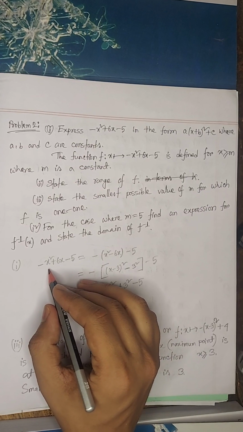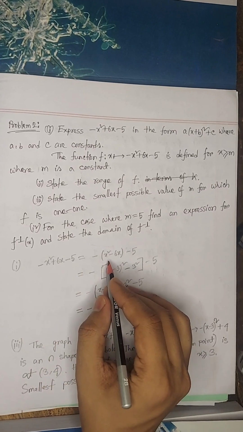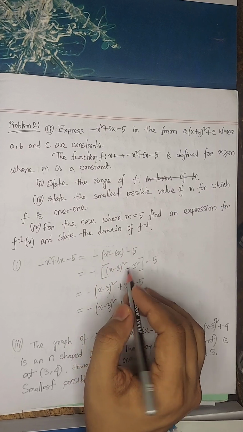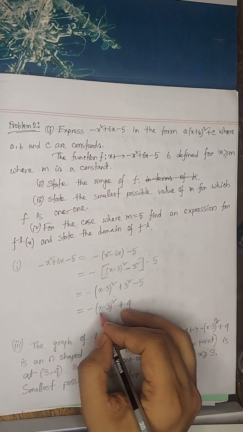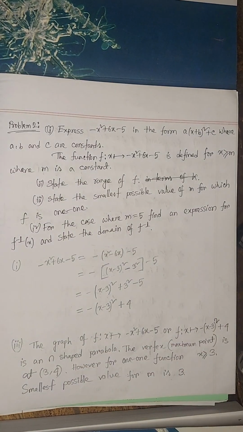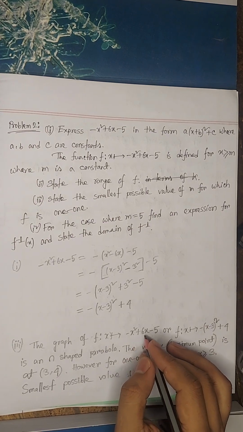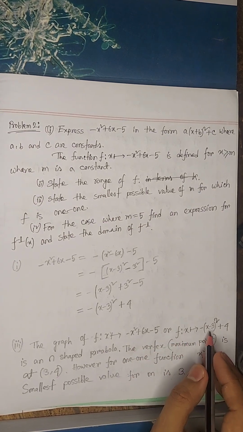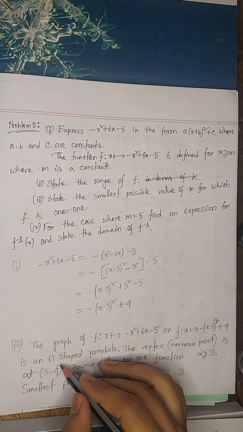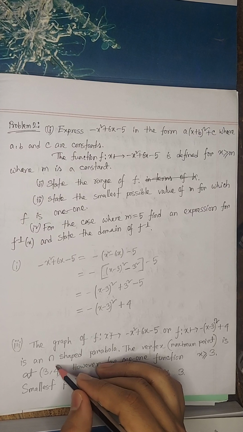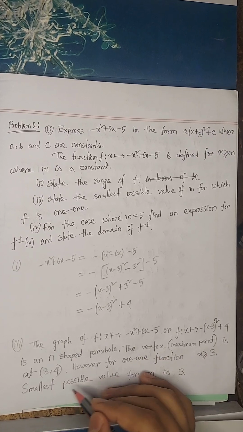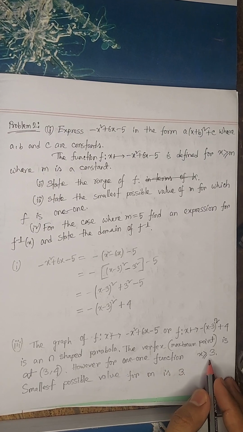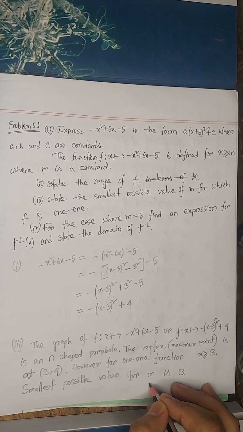Here we transform this minus x square plus 6x minus 5 to minus bracket x square minus 6x plus 5. We can write this in this form: (x minus 3) whole square minus 3 square, so it becomes minus (x minus 3) whole square plus 4. So the graph of f such that x maps to minus x square plus 6x minus 5, or x maps to minus (x minus 3) whole square plus 4, is a reverse V or U shaped parabola. The vertex, the maximum point, is (3, 4). However, for a 1-1 function x greater than or equal to 3, the smallest possible value for m is 3.